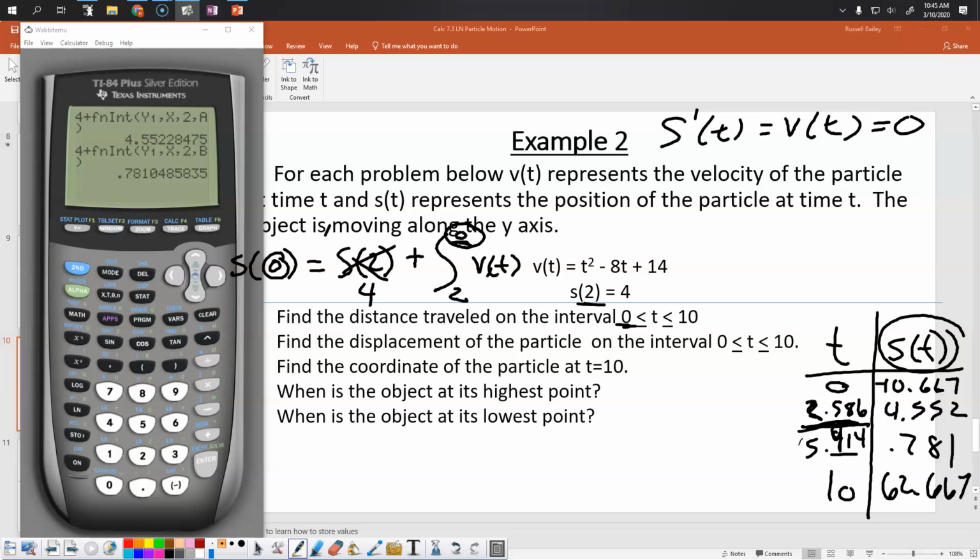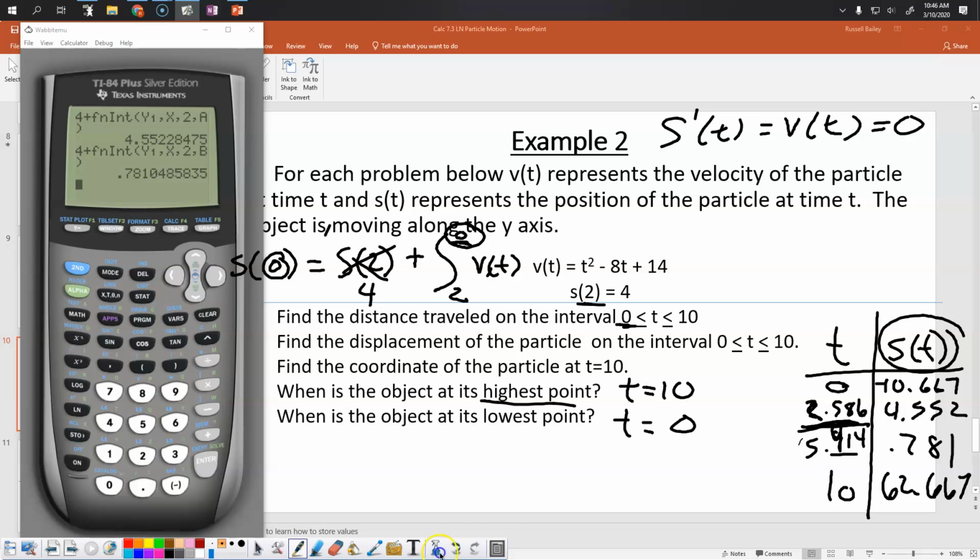So it seemed like a lot, but once you get used to these keystrokes, this whole slide would take you 5 minutes if you're used to your keystrokes. All right, so here we go. Highest point. What's my highest point? It's at t equals 10. What's my lowest point? At t equals 0. There you go.